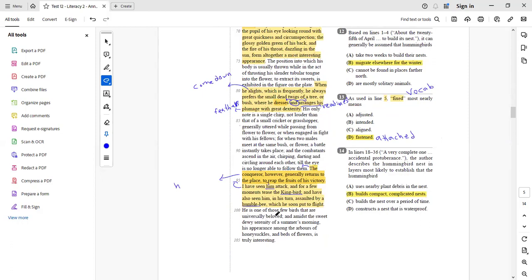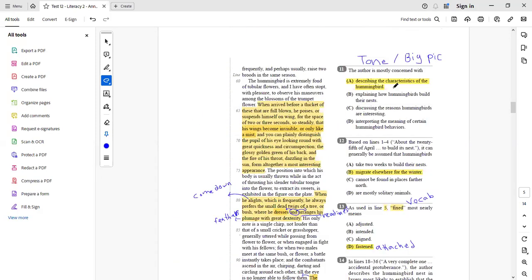He is one of those few birds that are universally beloved. He talks about the hummingbird also. And amidst the sweet serenity of a summer morning, his appearance among the arbors of honeysuckles and beds of flowers is truly interesting. Thank you.